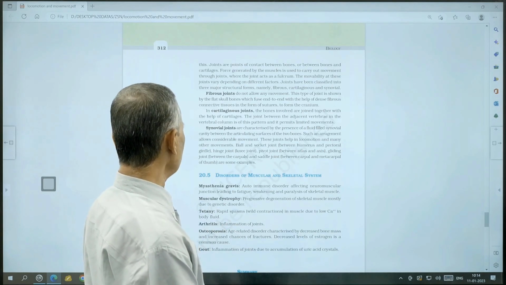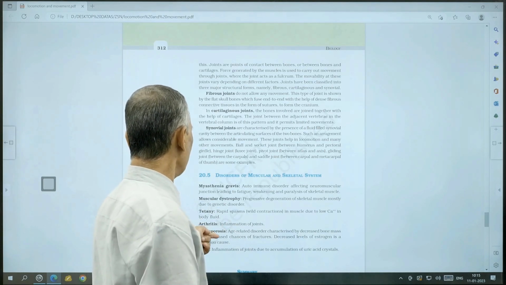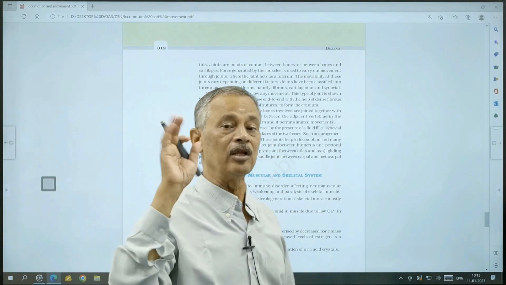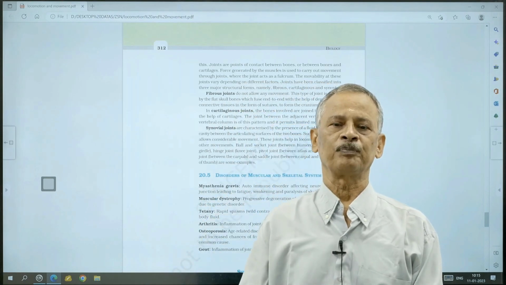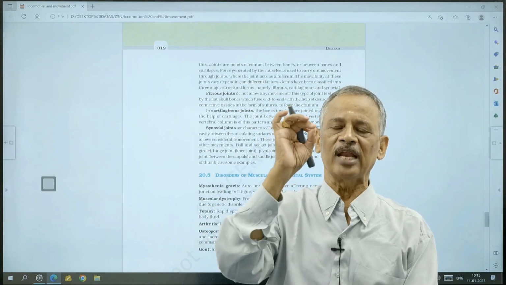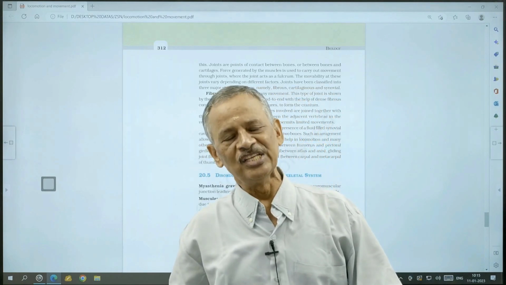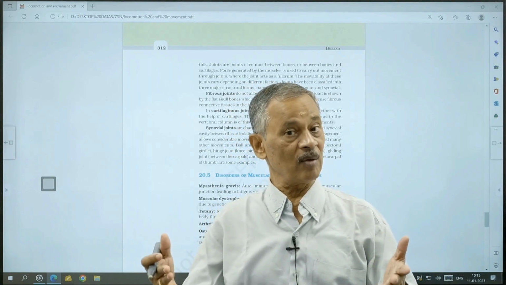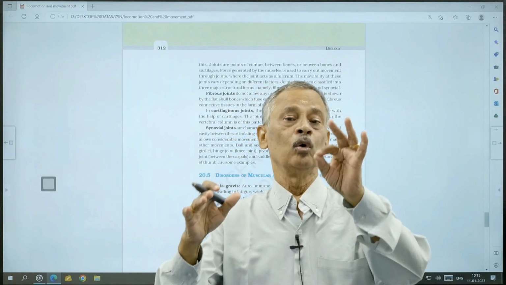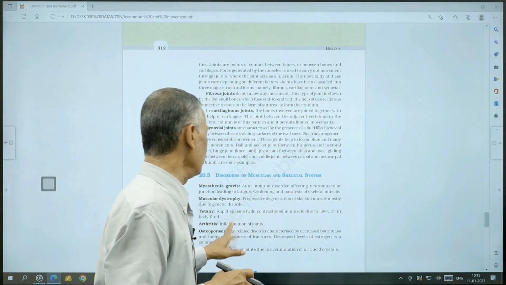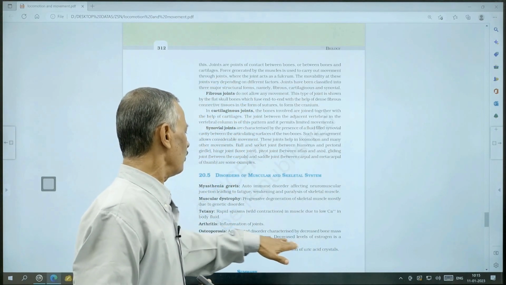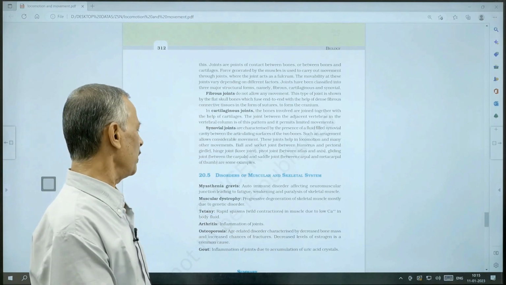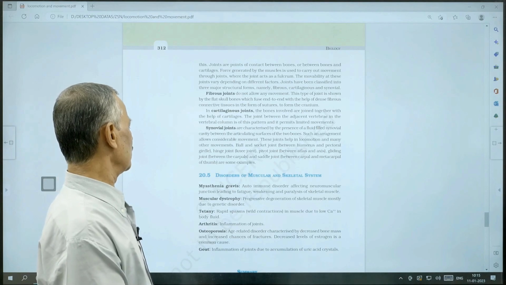osteoporosis. In osteoporosis, bones become porous. Why? Because the calcium deposited in them is completely removed gradually. So the density of the bone becomes decreased and bones become weaker and weaker. So when bones become weaker, they are prone to breakage. So they become easily broken. Decreased level of estrogen is a common cause. There are other causes also, but the common cause is decreased level of estrogen.